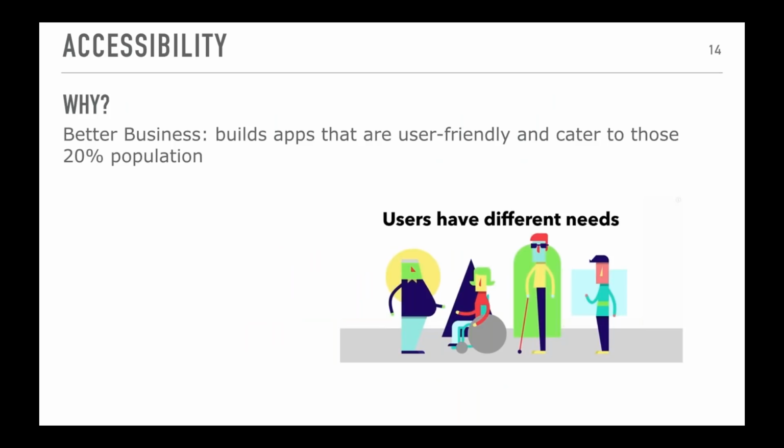Now, if you're still not convinced about bringing accessibility to those people, coming into purely technological and business scenarios, why do we need accessibility testing? Because of better business. If you build an app that's accessible and user-friendly, you can cater to that 20% of the population. Yes, 20% of the population is not something you can miss out on, because users have different needs, as you see in the picture.